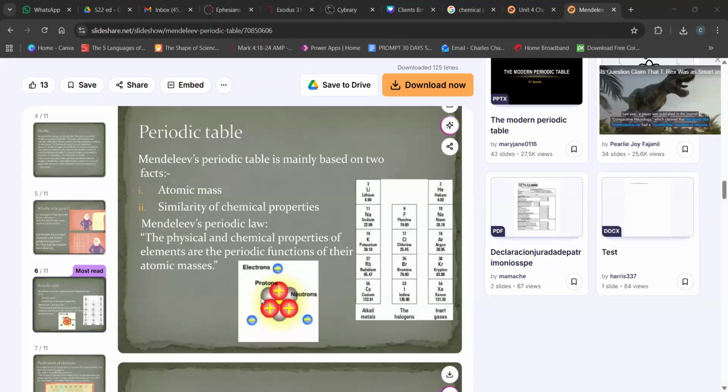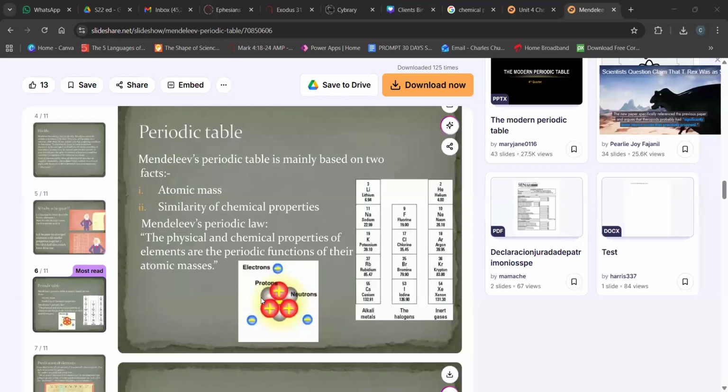Again, I'll say it. The atomic mass is the sum of the number of protons and neutrons, while the atomic number is simply the number of protons. So you can just think about it that the mass is usually more than the atomic number. Atomic mass is more than atomic number.